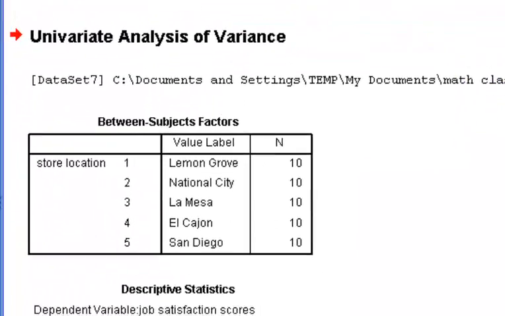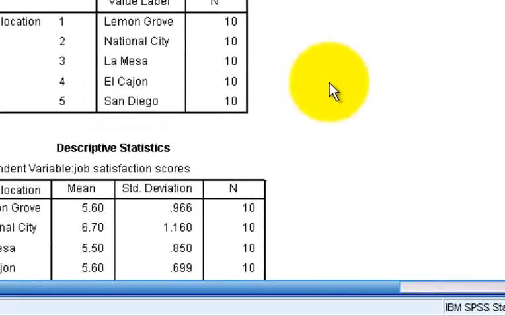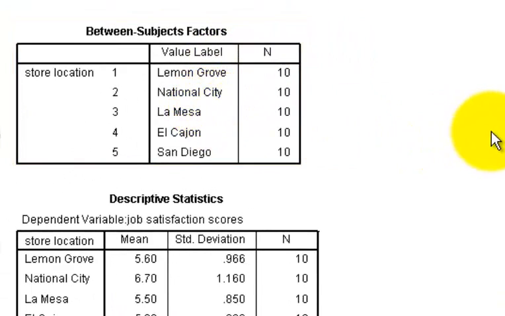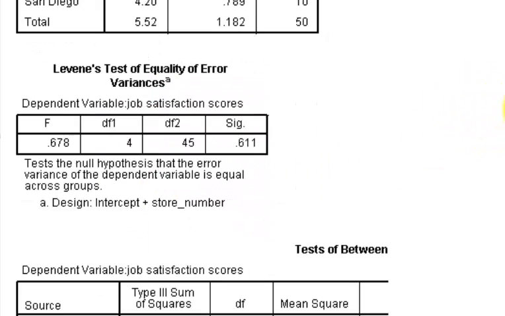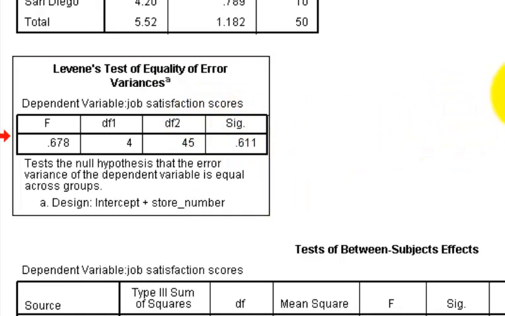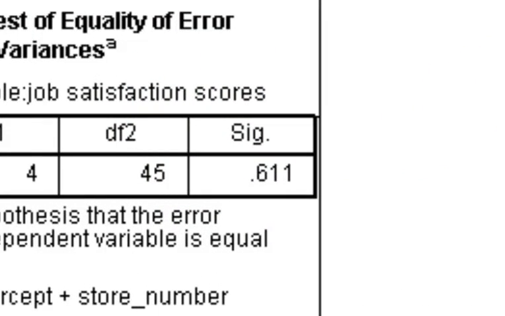There's our ANOVA. How many people in each group? Here's the means, standard deviations. Here's our Levene's test. What does that check for? You're right, homogeneity of variance. And we did not violate it because our significance score is way over 0.05, so we can keep going.